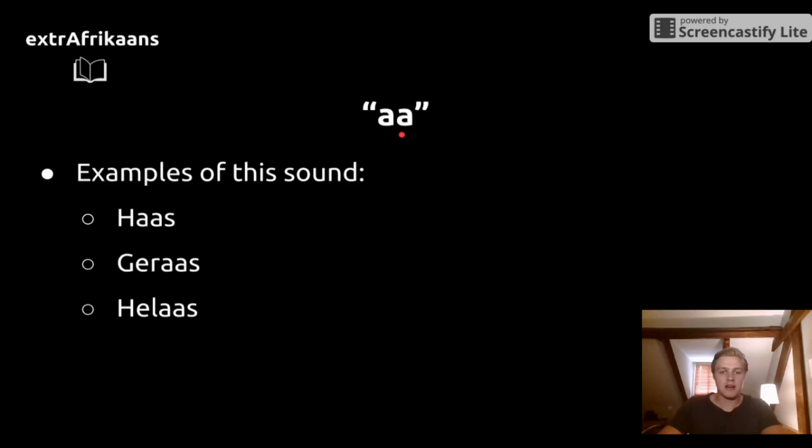Start with the long vowel that makes the sound ah. Examples of this sound include haas, which is a rabbit, geraas, which is noise, and helaas, which is unfortunately. Next, we've got I. Examples of this sound include kraai, which is a crow, and paai, which means to placate. We have draai, which means to turn.